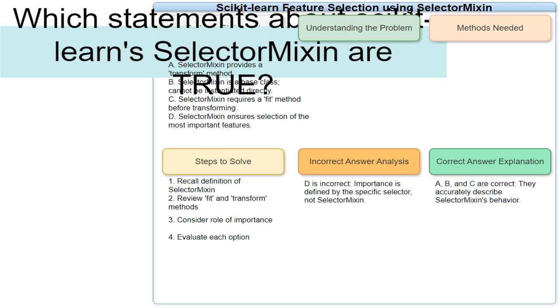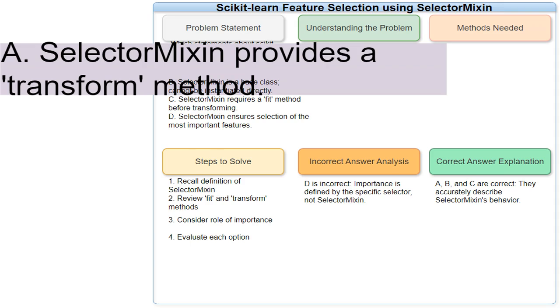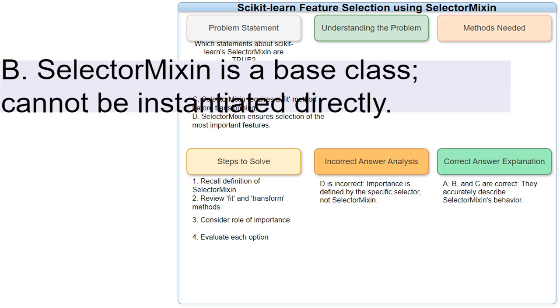I'm given multiple choice options which are statements. My task is to identify the correct ones regarding SelectorMixin. This statement says SelectorMixin has a transform method. I will determine whether it's correct. This claims SelectorMixin is a base class, meaning you can't use it directly. You need a more specific version of it.